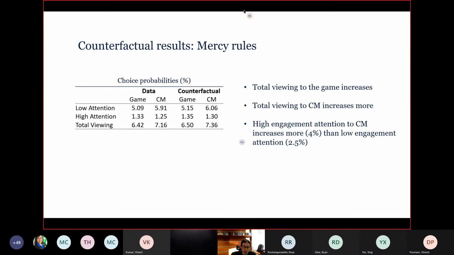Then in terms of the mercy rule, we find similar patterns. We find that total viewing to the game increases from 6.42 to 6.5, but we find larger impacts on commercials, from 7.16 to 7.36. And again, in terms of high attention and low attention, we find high engagement attention to commercials is larger than the low engagement attention to commercials.